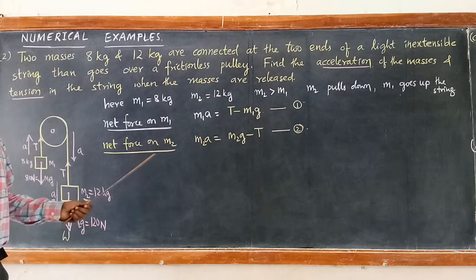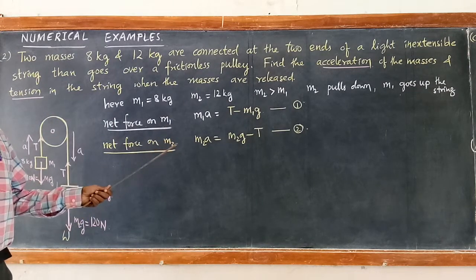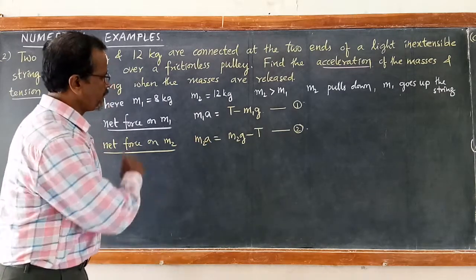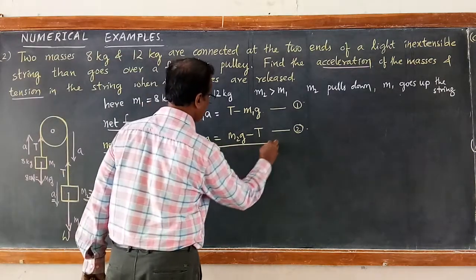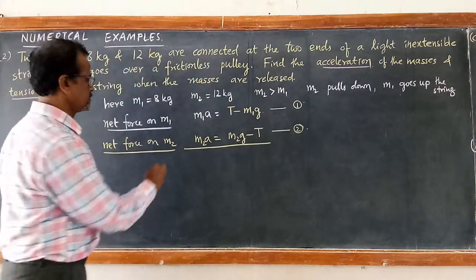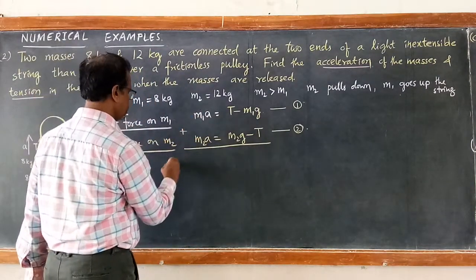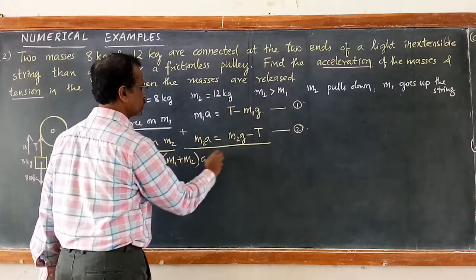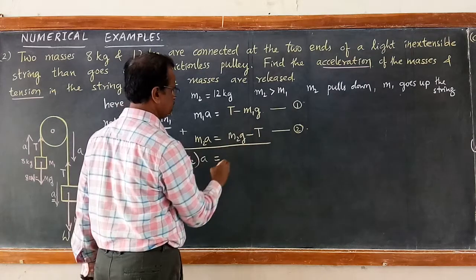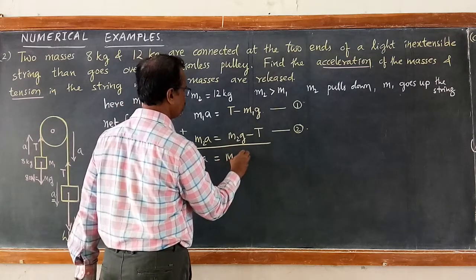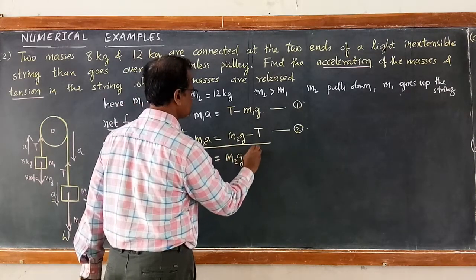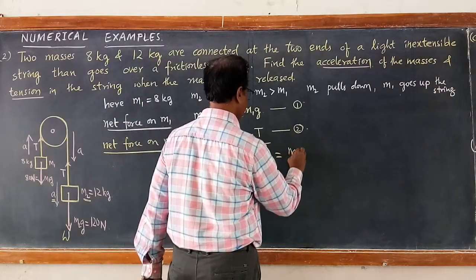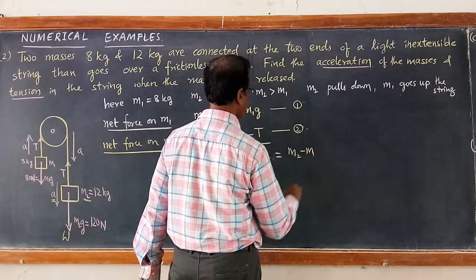Now solving these equations simultaneously, we will be able to get the equation for a. So adding these two equations, what do you get? (m1 plus m2) into a is equal to, see here, T cancels with T, you will be left with m2g minus m1g. Therefore, I can write (m2 minus m1)g.